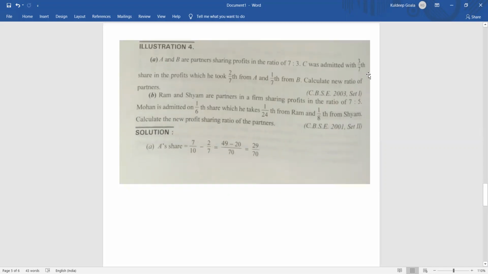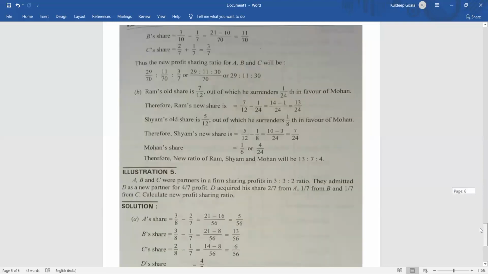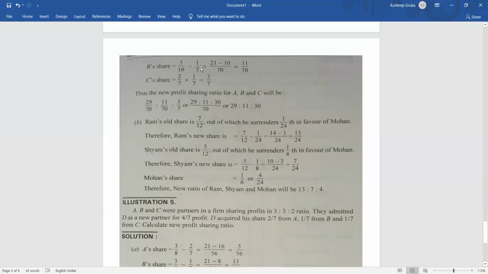new ratio. Now the new ratio will be very simple: old ratio minus sacrifice. The old ratio was 7/10. Sacrifice was 2/7. So ultimately it will be 29/70. Same way in case of B also. There's not much to do. B's share was 3/10 minus the sacrifice 1/7. So ultimately it is 11/70. Just make the denominator same. So ultimately the new ratio will be 29:11:30.